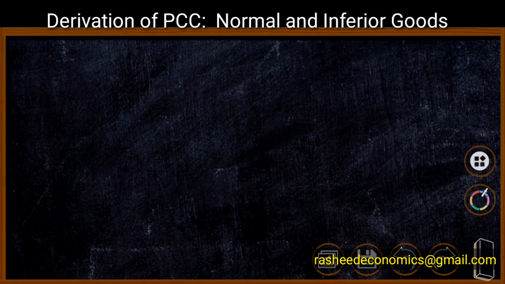This change can be represented by a shift of the income price line, but only in case of a single commodity. The quantity of the other commodity remains constant. Now let us analyze the case diagrammatically and derive the price consumption curve.